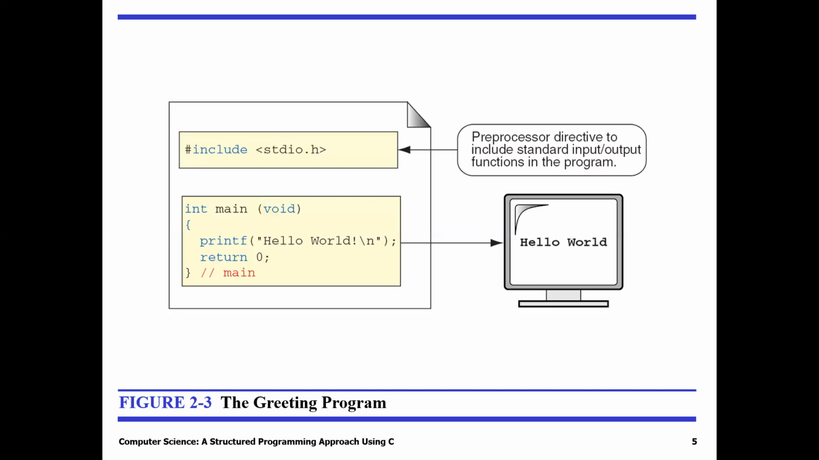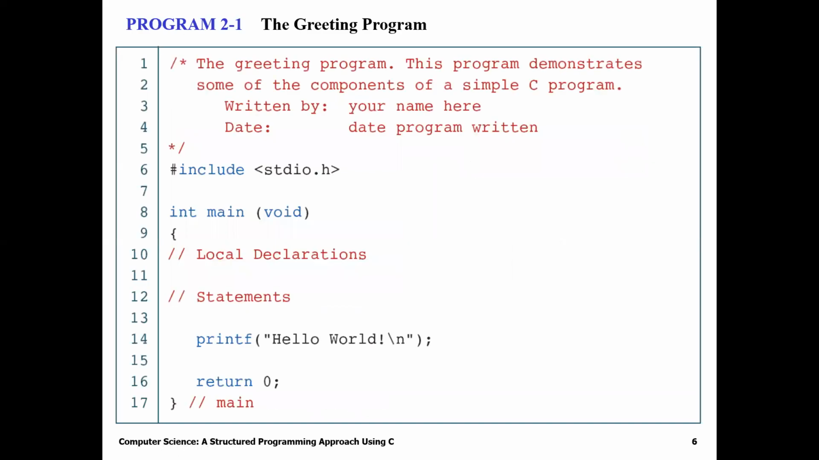Whenever we use int for the main, we want to have a return statement. Return 0, semicolon, that is a terminator. And we are closing the main function. If we run this, we will get an output called hello world. So the greetings program has been demonstrated line by line.